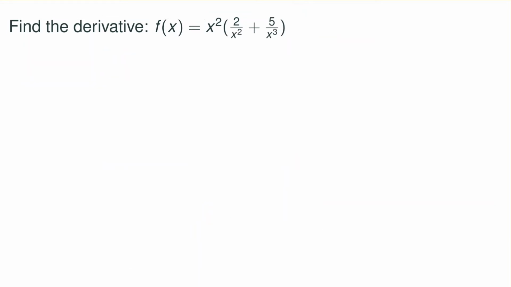Okay. Find the derivative of the function x squared times (2 over x squared plus 5 over x cubed). So for here, first we have to remember that 0 is not in the domain. 0 is not in the domain. So for this entire function, we cannot plug 0 in. The reason we need to keep that in mind is because before we take the derivative, we can actually simplify this function.